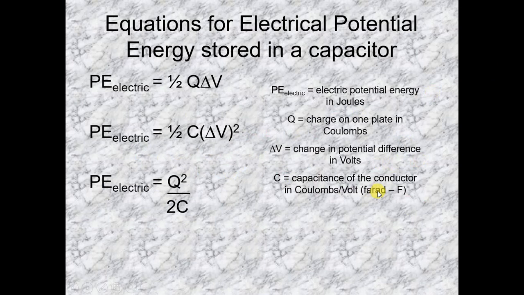So see here, the electric potential energy in joules: P is equal to 1 half Q delta V. Since Q is equal to C delta V, P is equal to 1 half C delta V squared. And also P is equal to Q squared upon 2C. So we can write these equations in three different forms. P is the electric potential energy in joules, Q is the charge on one plate in coulombs, delta V is the potential difference in volts, and C is the capacitance of the conductor in farads.